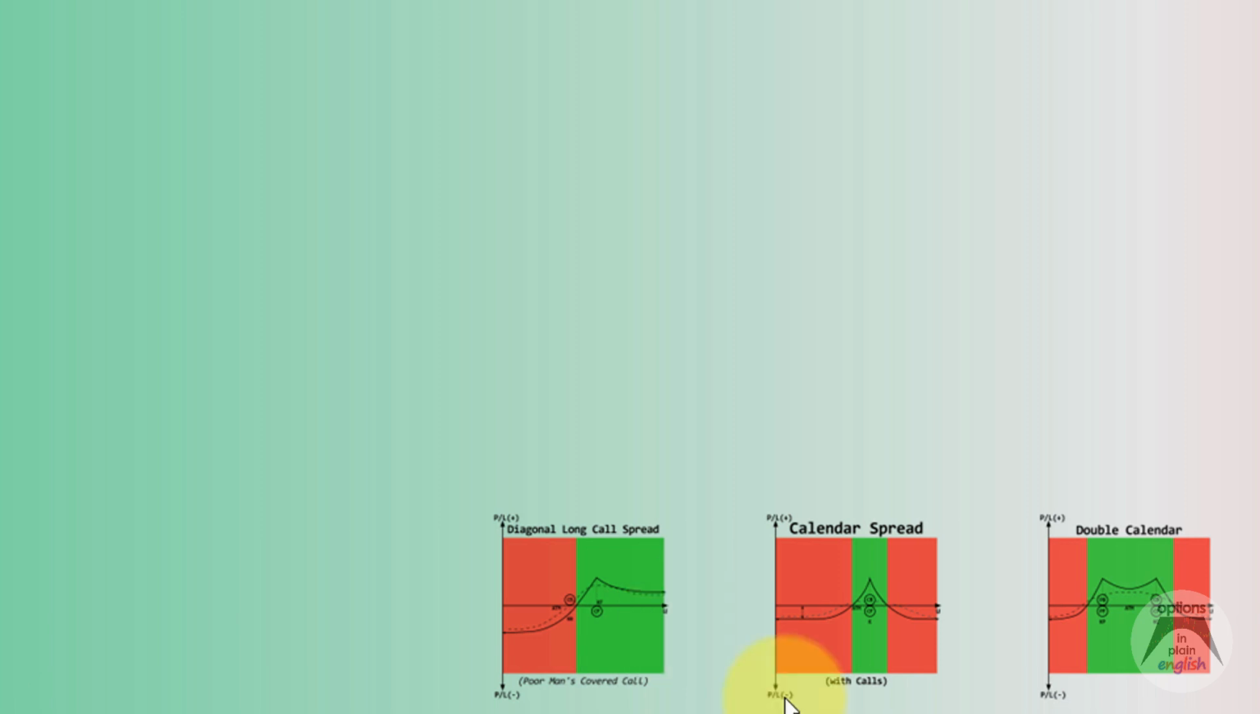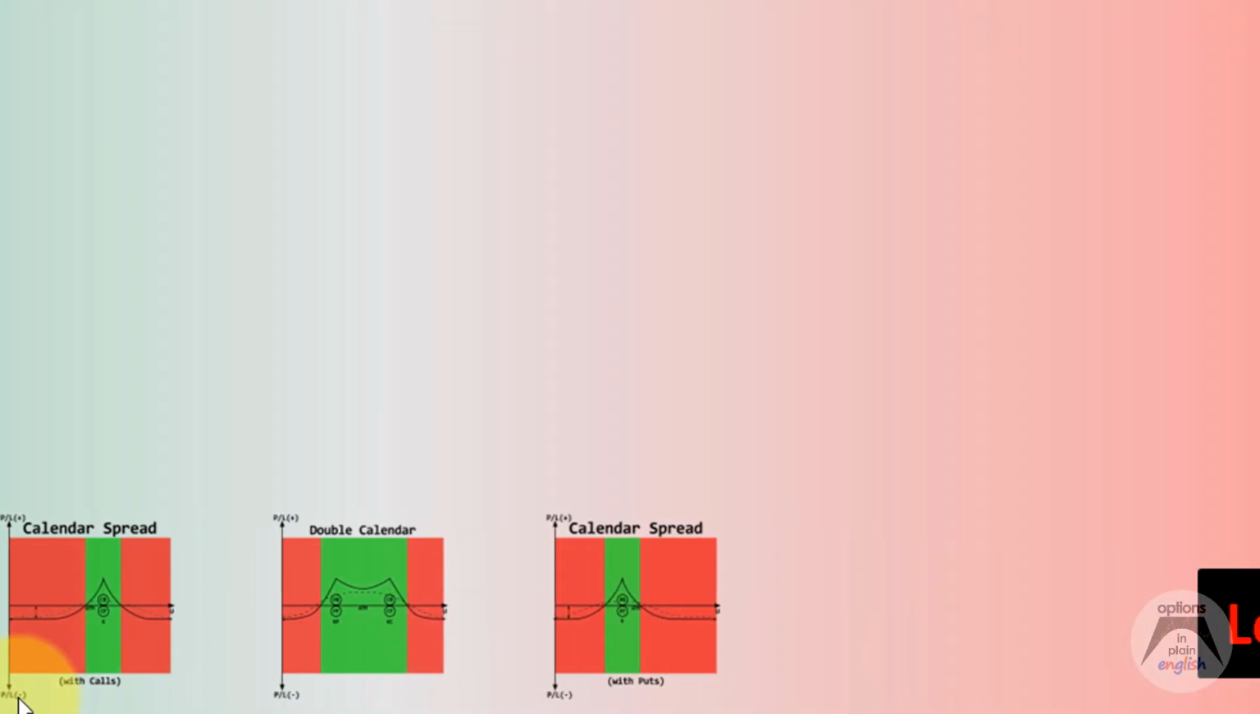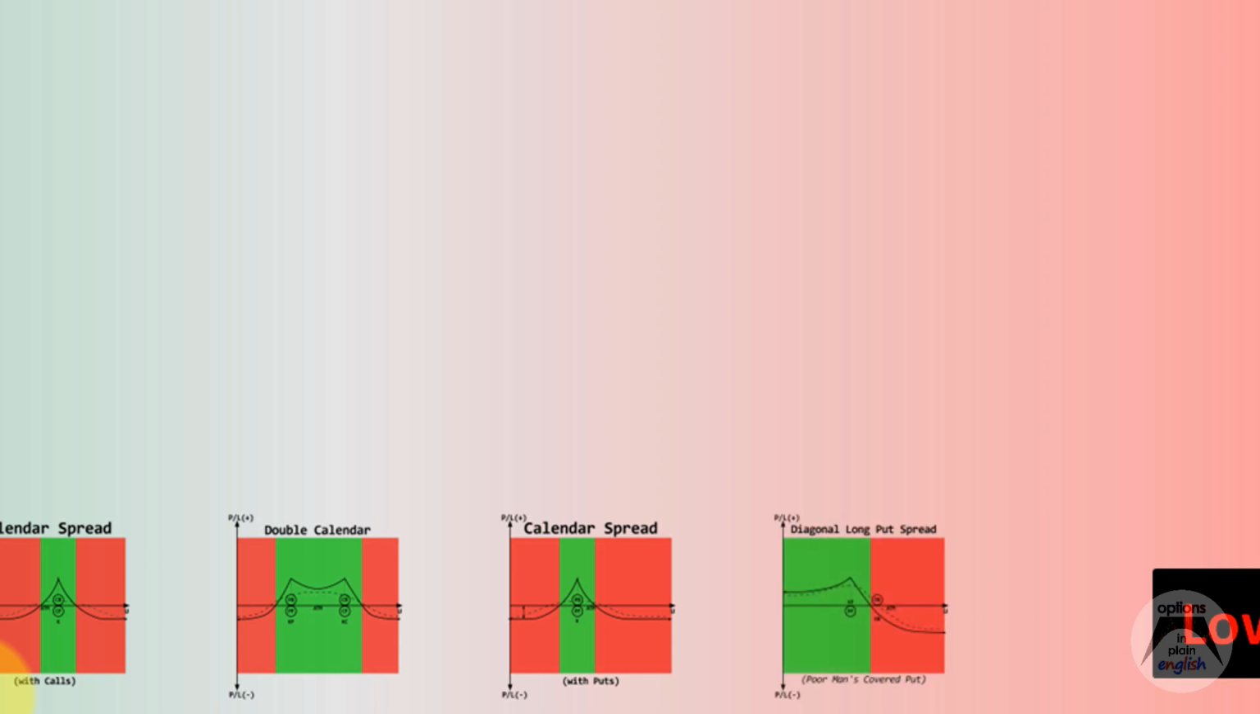Now, if we want to stay on the same topic and have a very similar strategy, but one that is more bearish, we want to go with a diagonal long put spread, which is the same thing as a long put spread, but with the long portion calendarized, so pushed to the back month, which is something very similar to a covered put. A covered put is a short stock plus a short put.